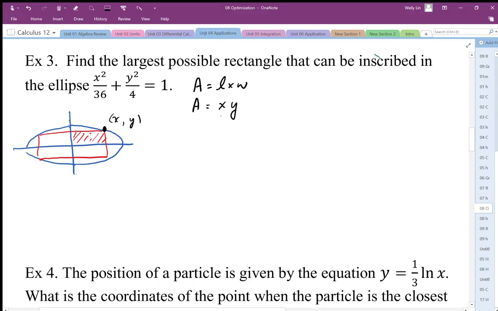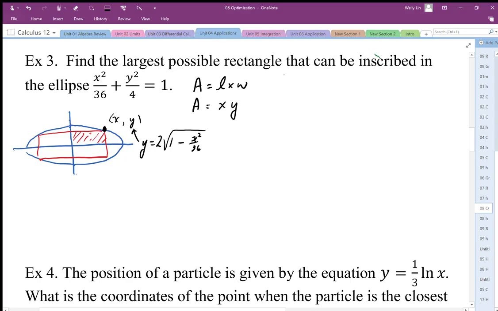Now the problem here is that if we try to differentiate this to find the optimum point, we have too many variables. So what I have to do first is express y in terms of x. So I need to rearrange this expression and solve for y. So I get y equals 1 minus x squared over 36. We're going to times that all by 4 and square root it. So we're going to end up with 2 square root of all that. So this equation then represents the y position of that coordinate, and we have the x position.